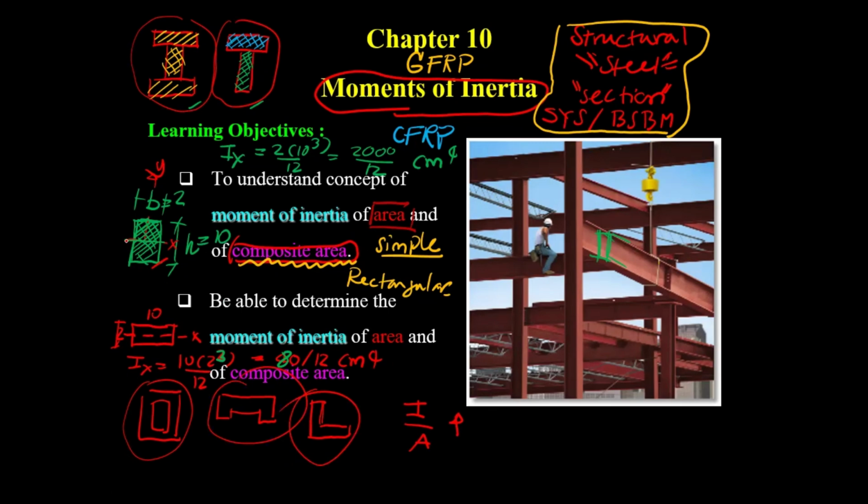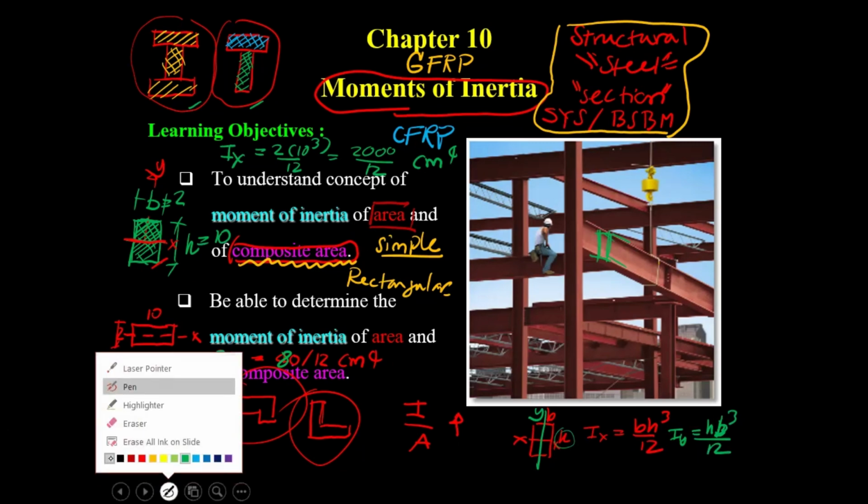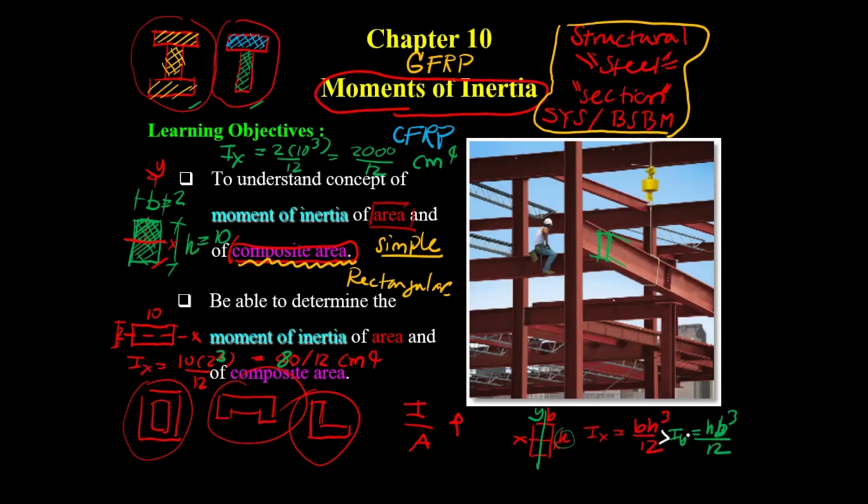And in short, for a beam that has this kind of section with B and H, about the x-axis, I sub x is going to be B H cubed over 12. And if you put it in this y direction, you will have I sub y equal to H times B cubed over 12. Most of the time, we will find that I sub x is larger than I sub y. Therefore, the section for the beam is going to be something like this one.